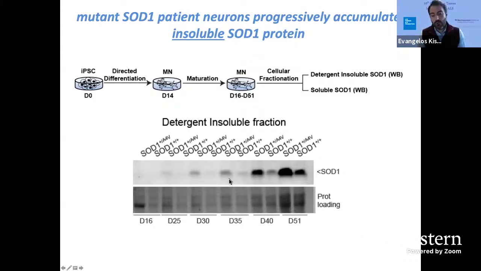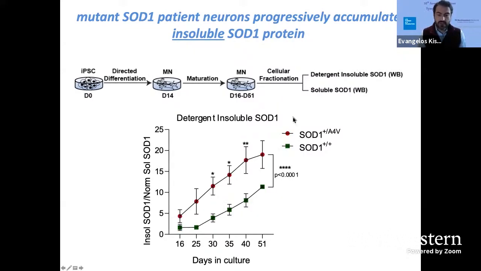This becomes a lot more pronounced as they mature and grow older in culture. Eventually, even the wild-type neurons accumulate this, but the patient motor neurons always accumulate more. This is quantified here. And what we're really showing here is that the patient motor neurons exhibit a progressive accumulation of insoluble SOD1 protein, which becomes significant after about 30 days in culture.